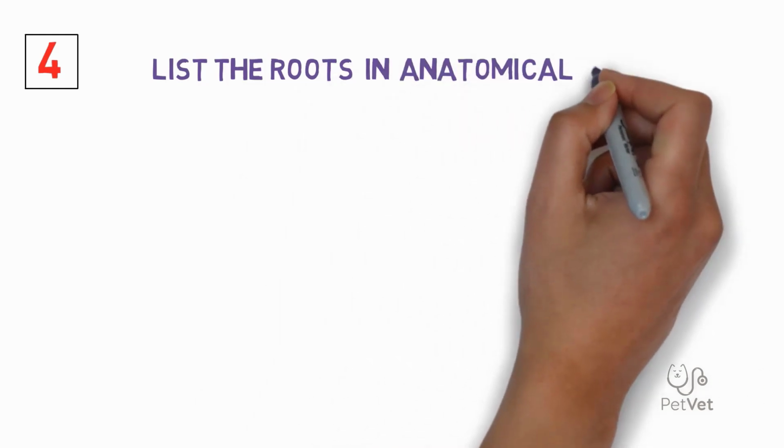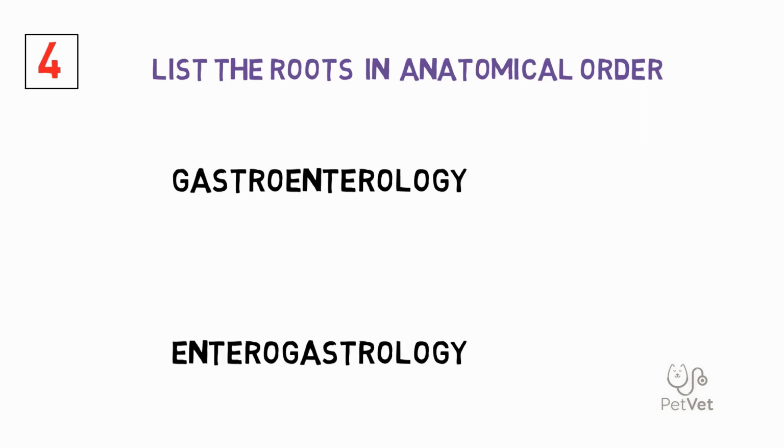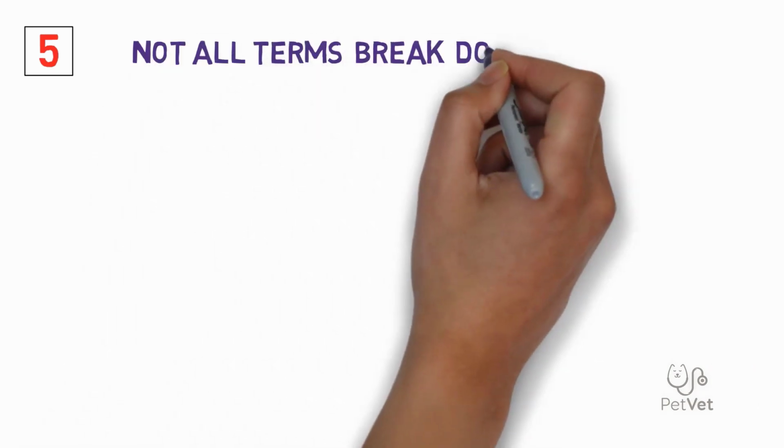Rule number 4: list the roots in anatomical order. By now you've already used this rule without even realizing it. If you look at the previous term, gastroenterology, the roots are listed in anatomical order. The stomach comes before the small intestine in the order of the organs of the gastrointestinal tract. It wouldn't make sense to have the term enterogastrology, because the intestines are not before the stomach.